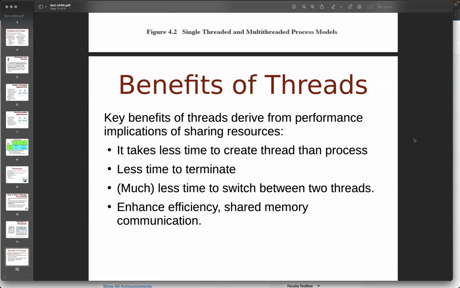There is also less time to switch between two threads. We can also enhance efficiency: we can share memory and communication because multiple threads have the same access to it. Then we don't have to always load from memory, or, with limited space, keep loading from secondary memory, which is the storage. With multi-threading, we share it, so it's way better than that.